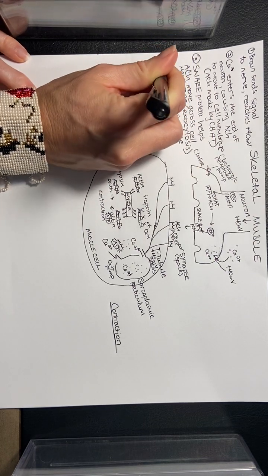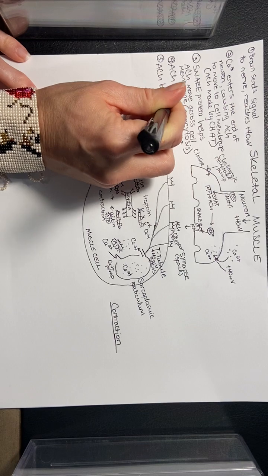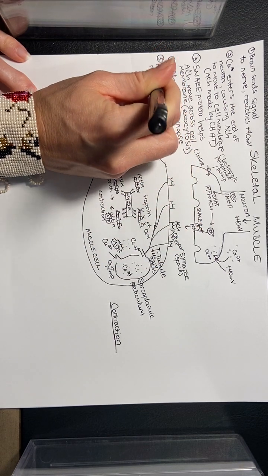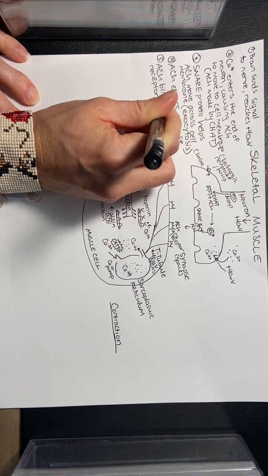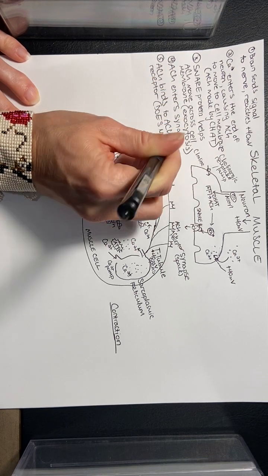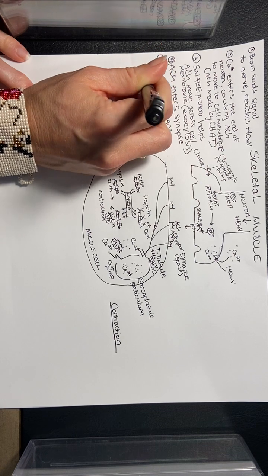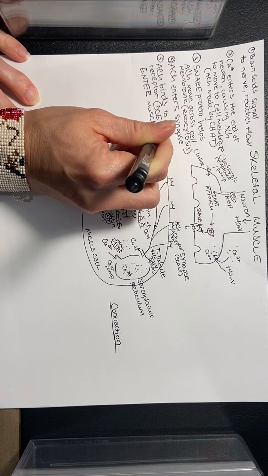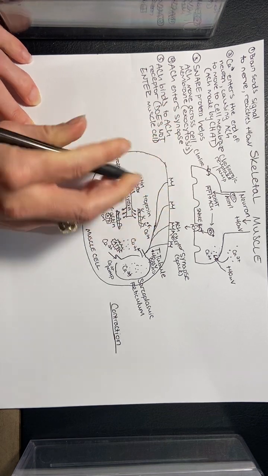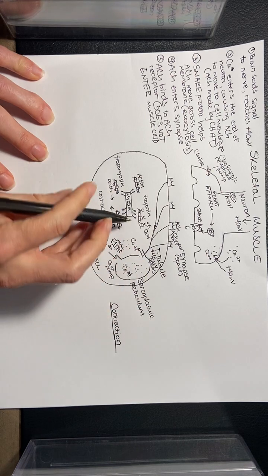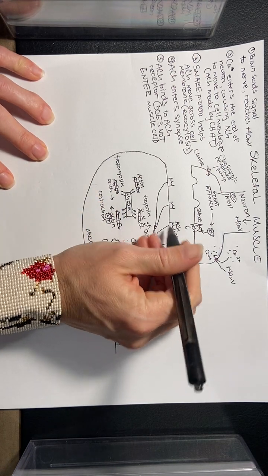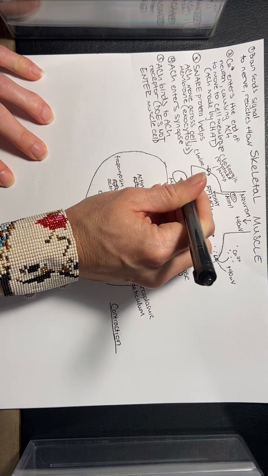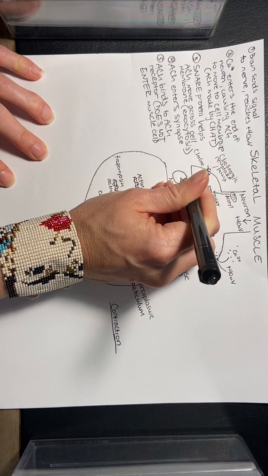Then acetylcholine binds to the acetylcholine receptor, but does not ever enter the muscle cell, right? So what is the fate of acetylcholine then? If it doesn't enter the muscle cell, well, we have an enzyme called acetylcholinesterase in it.